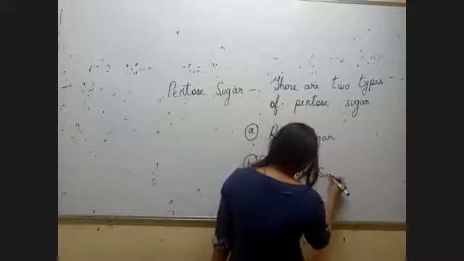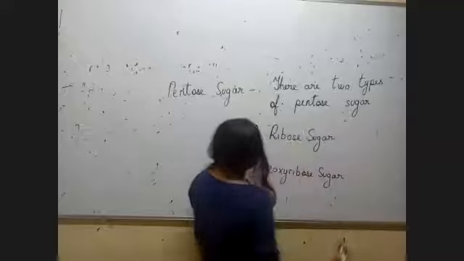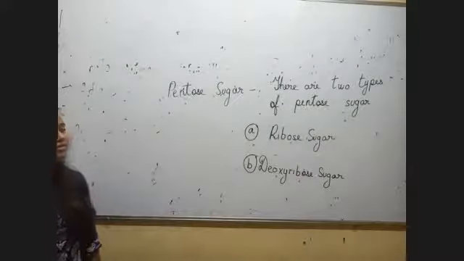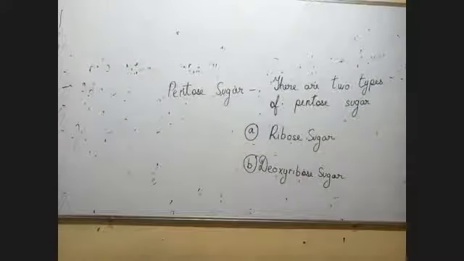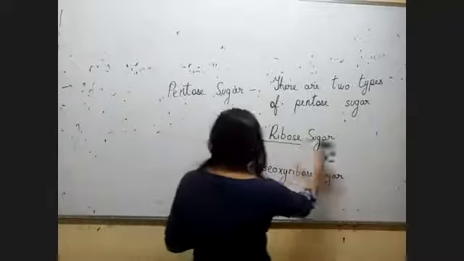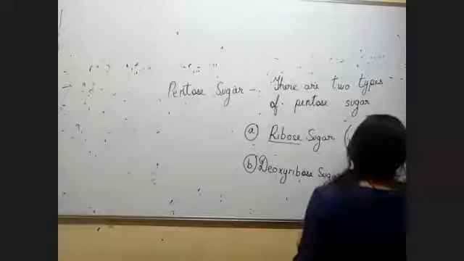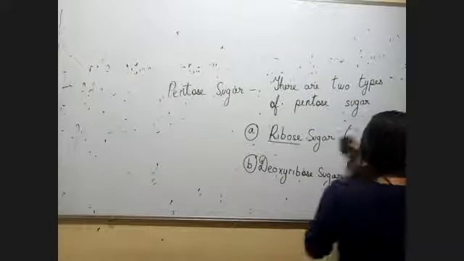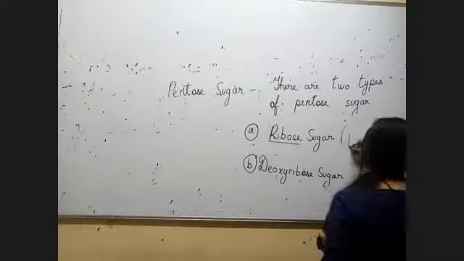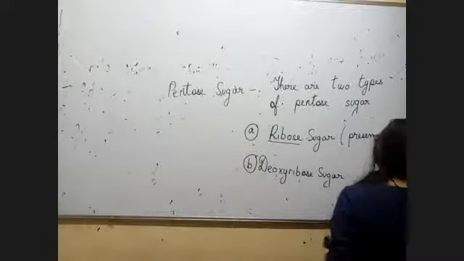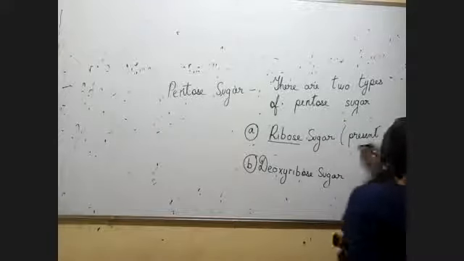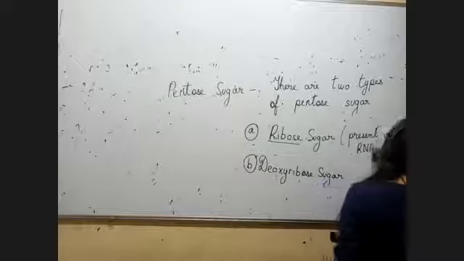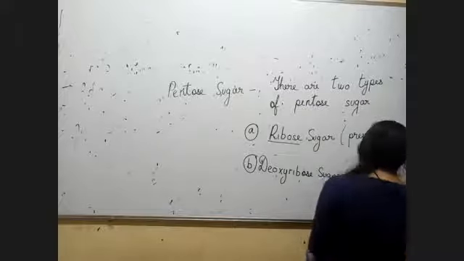Okay, ribose sugar, where is it found, DNA or RNA? RNA. Ribose is present in RNA, and deoxyribose is present in DNA.